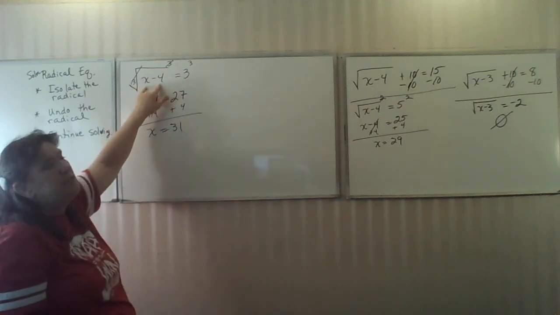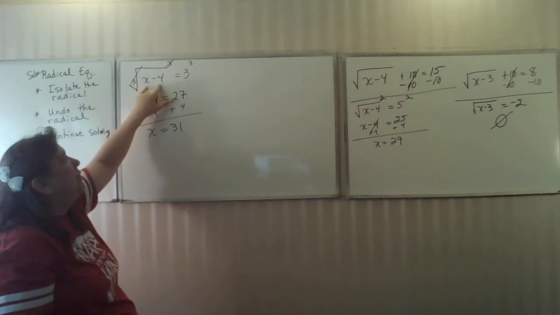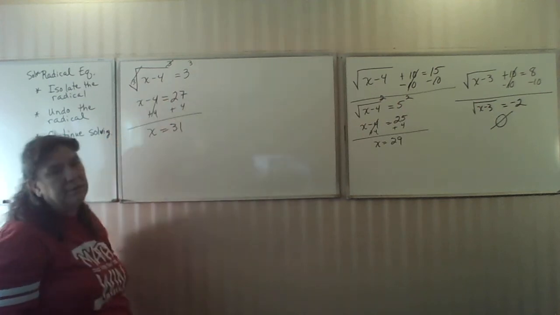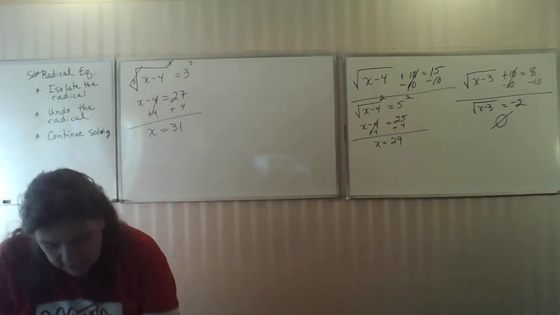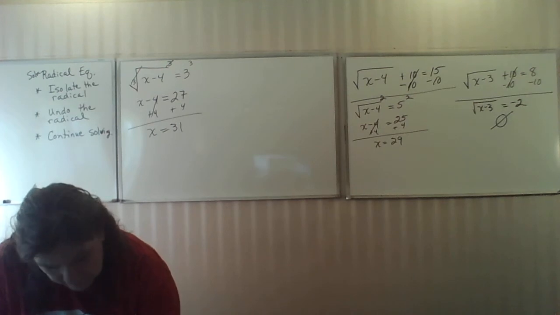31 minus 4 is 27. Cube root of 27 is 3. So it gives us an accurate, correct answer. Let's do one more.